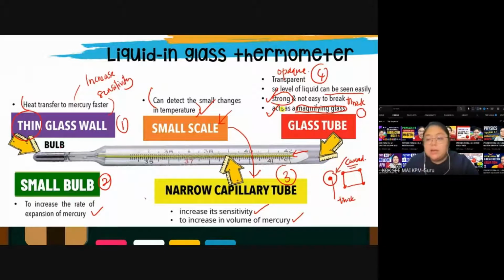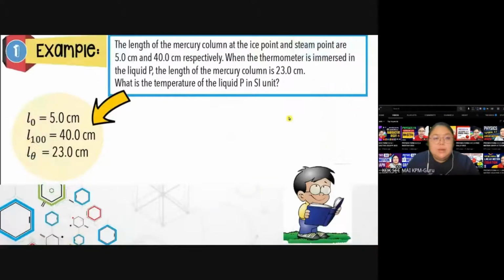Later, you can refer to your paper behind, there are 2 essays. The essay is almost like this. Now you see this one, example 1. I think it's not inside your paper, is it? Go and check. There is example 1. So from here, we can see the length of the mercury column at ice point. The question already gives you the ice point. So the ice point is how many? 5 cm. This one is the steam point. Steam point is 40 cm. So I label L0 is 5 cm, L100 is 40 cm.